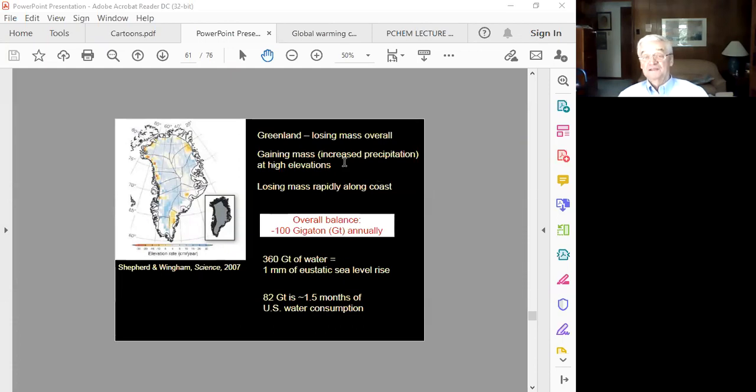Greenland is gaining mass at the higher elevation, more rain, but losing mass along the coast. So on the whole, it's losing some annually, and Greenland also being land, any ice melting from that can increase ocean depths.